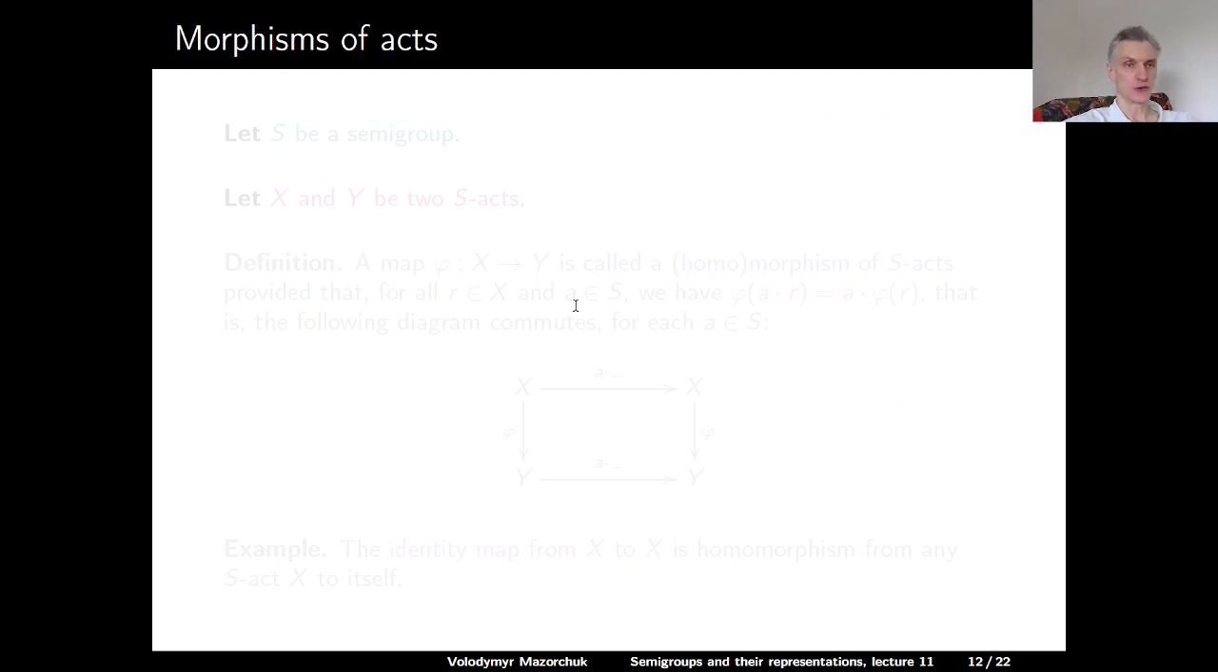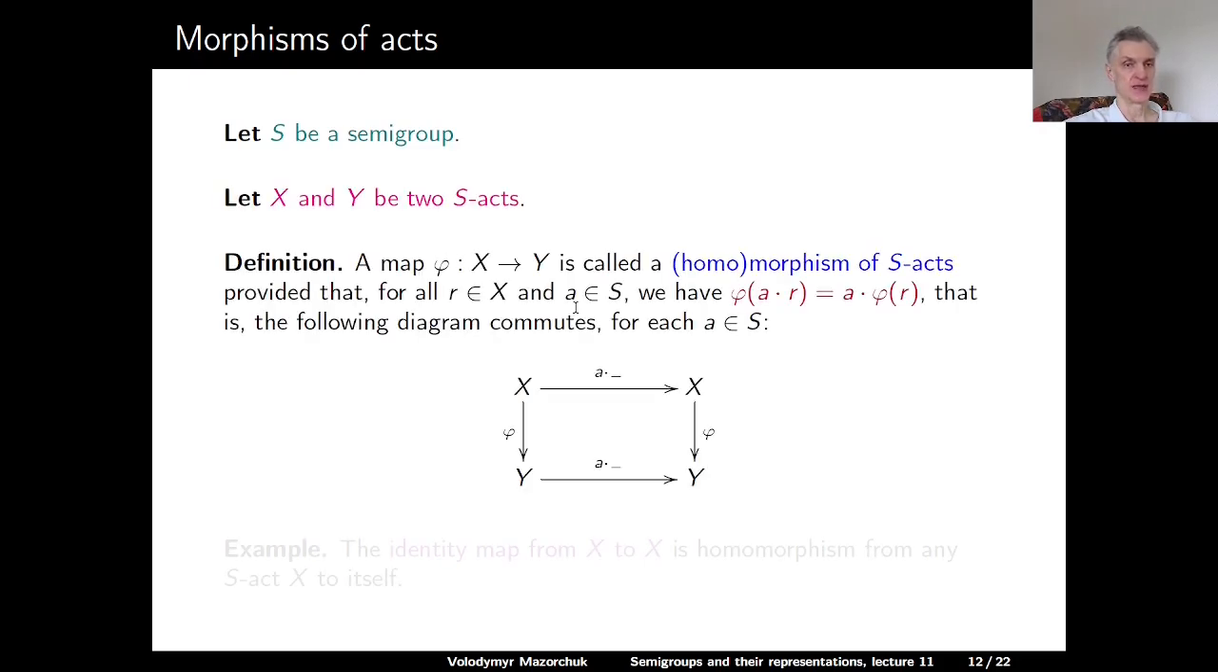Next, let us talk about morphisms of acts. Let S be a semigroup and X and Y be two S acts. A map phi from X to Y is called a morphism or a homomorphism of S acts, provided that for all R in X and A in S, we have that phi applied to A dot R is equal to A dot phi of R.